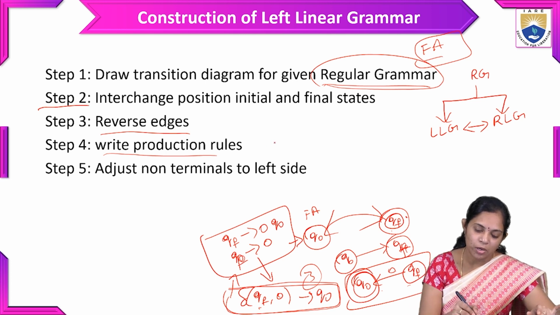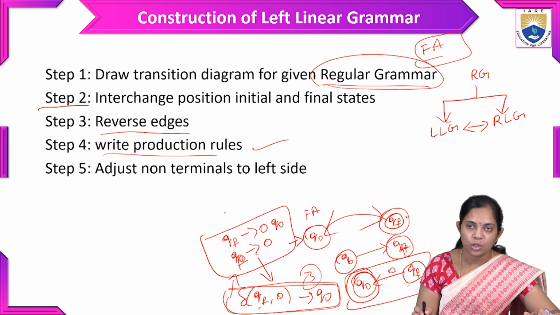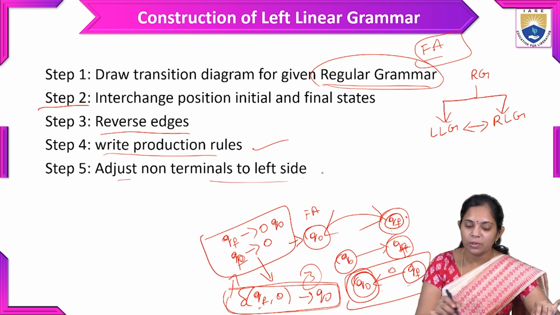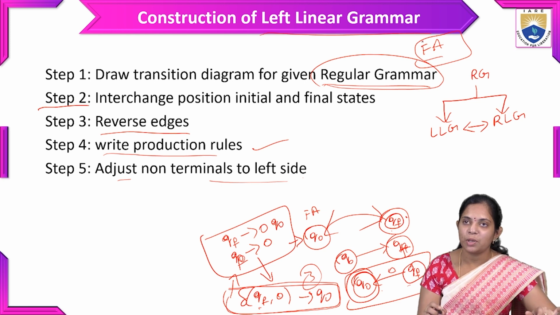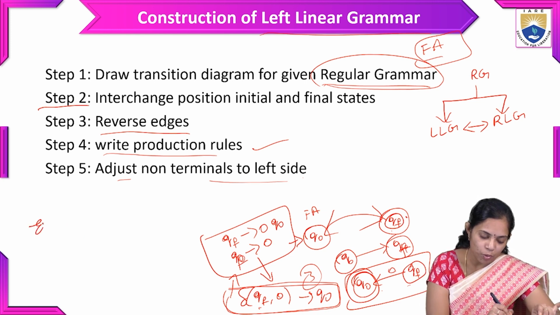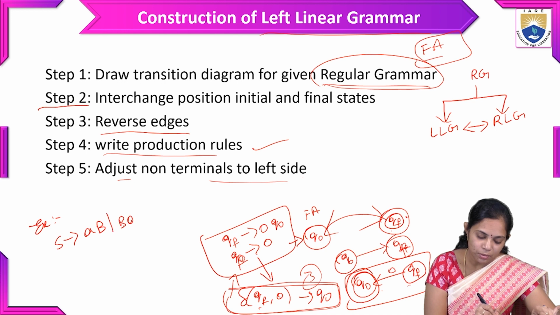And here we have already written the production rules and adjusted the non-terminal to the left side. So here we are dealing with the left linear grammar. Suppose I write an example: S tends to AB, BA, BB and A. So these are the production rules.